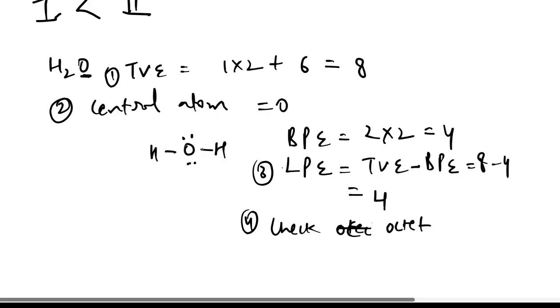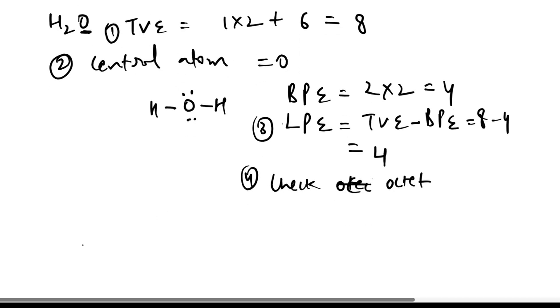Here, in case of hydrogen, it can have a maximum of 2 electrons. So it has 2 electrons. This hydrogen also has 2 electrons. What about oxygen? 1, 2, 3, 4, 5, 6, 7, 8. So its octet is complete. That means this structure seems to be okay. Not the shape, just the structure.